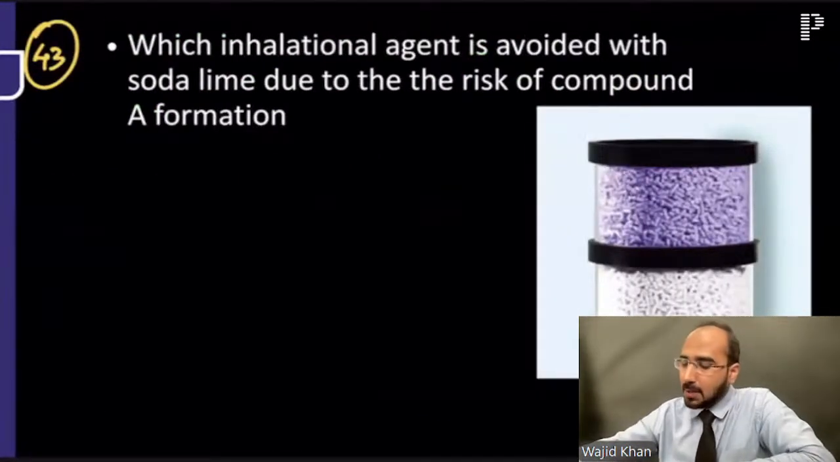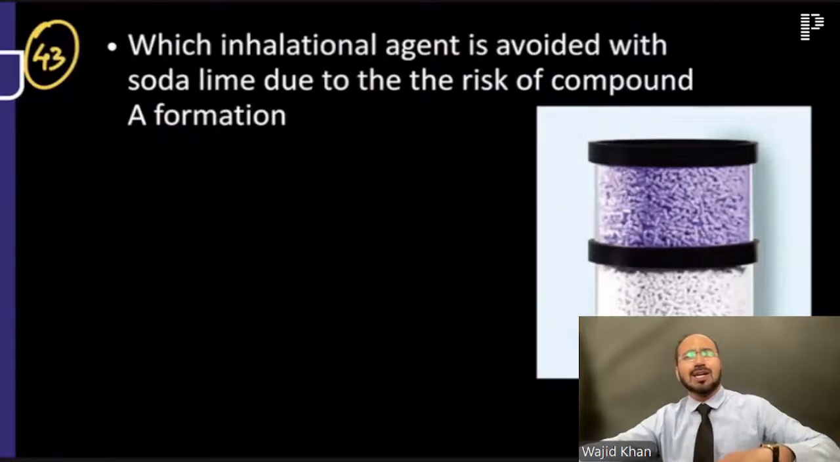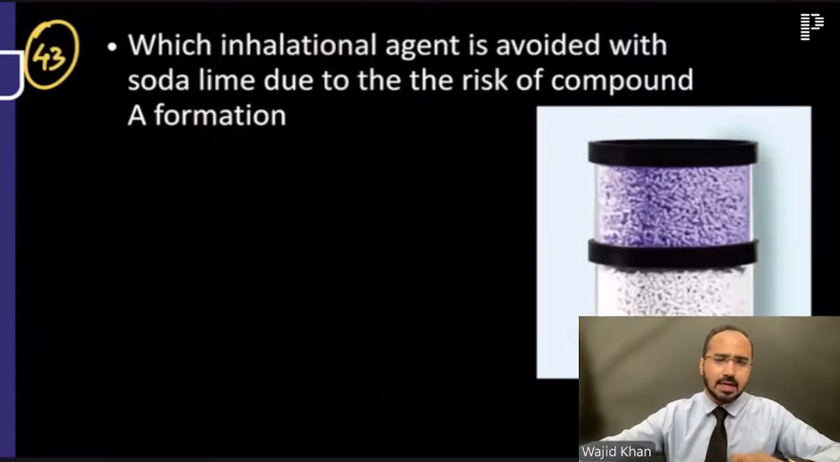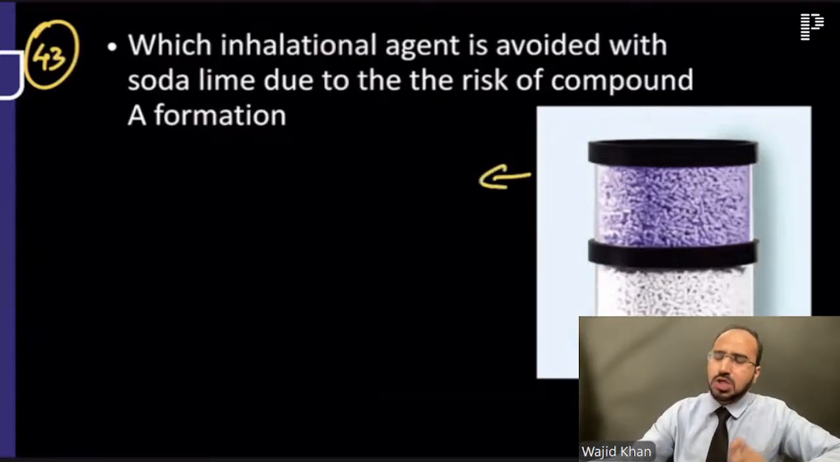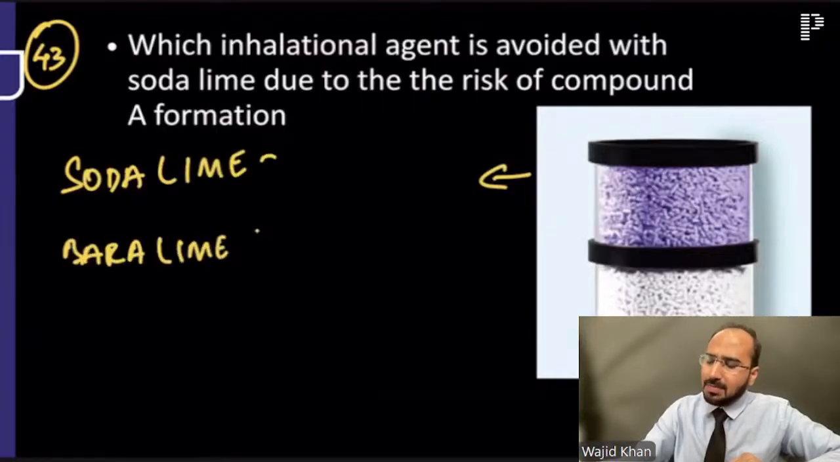Okay. Now, which inhalational agent is avoided with soda lime due to the risk of compound A formation? Remember, guys, soda lime usually comes in a closed circuit. In a closed circuit, there is something which absorbs the carbon dioxide. There are two things that can absorb the carbon dioxide. One is the soda lime, the other is the baralyme, which are commonly used, guys. Soda lime and baralyme.